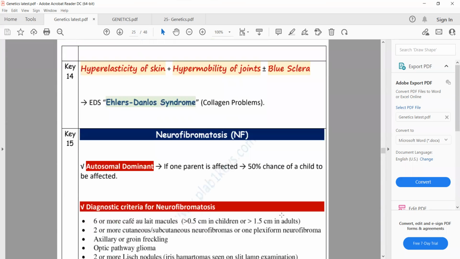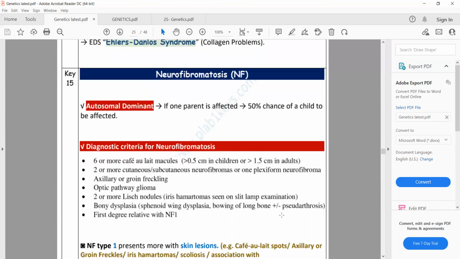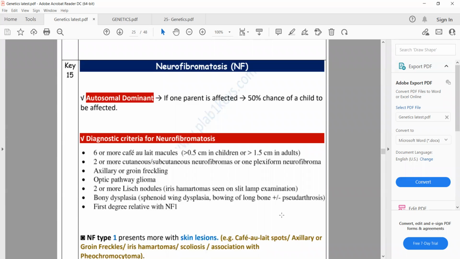Next topic is neurofibromatosis. What is neurofibromatosis? Neurofibromatosis is an autosomal dominant disease. What is the diagnostic criteria for neurofibromatosis?